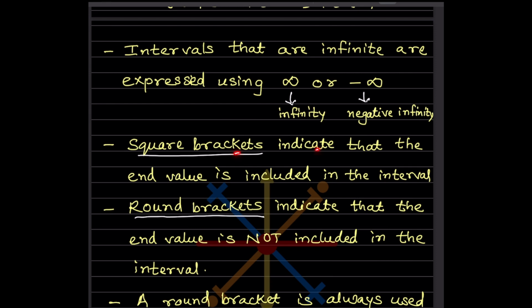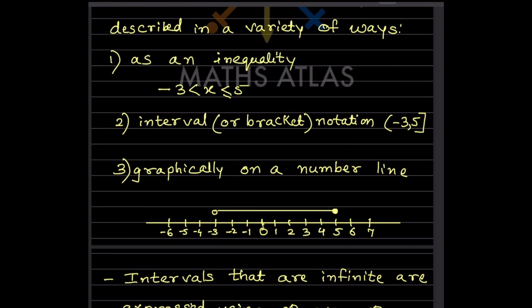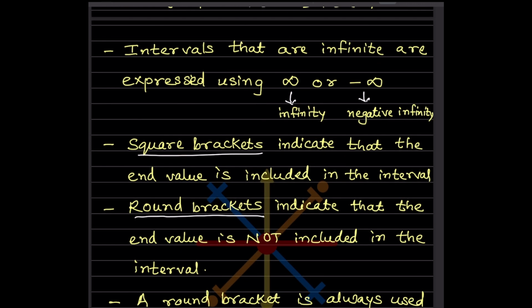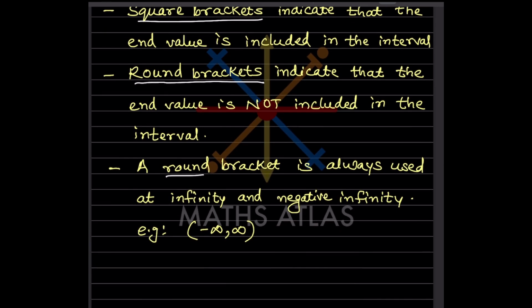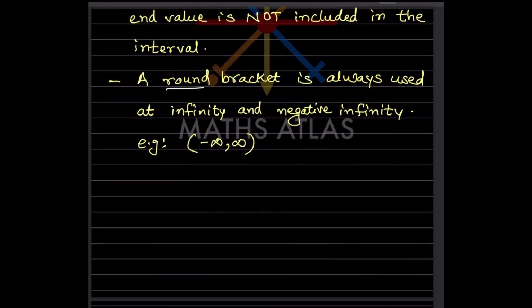Square brackets indicate that the end value is included in the interval. Can you see here, the end value is included in the interval, that is why we write the square bracket. Round brackets indicate that the end value is not included in the interval. The round bracket is always used at infinity and negative infinity. Whenever we write negative infinity and infinity, we always use the round bracket.